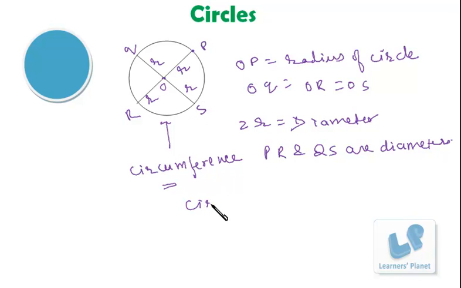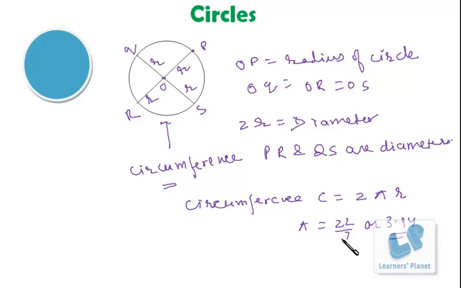So circumference C will be 2 pi r. Here pi is a constant and the value of pi is sometimes taken as 22 by 7 or sometimes approximately 3.14, and we have to choose the value according to the data provided in the question. So it's either 22 by 7 or 3.14, and we have to be clear that pi is an irrational number.